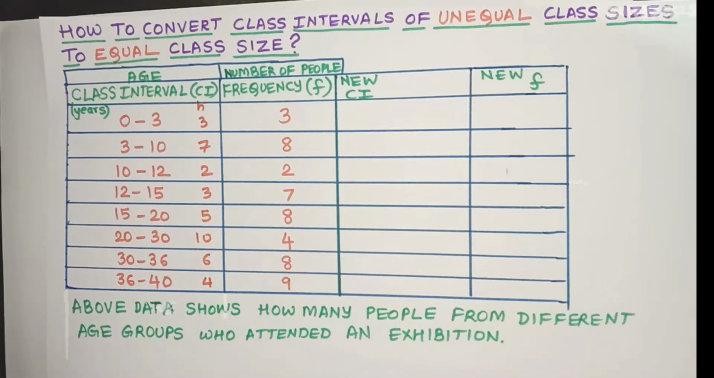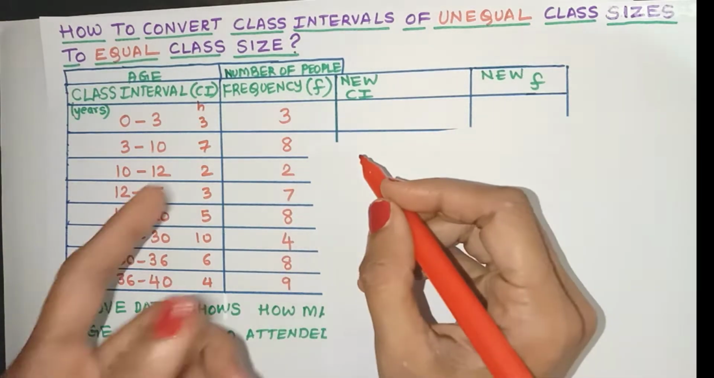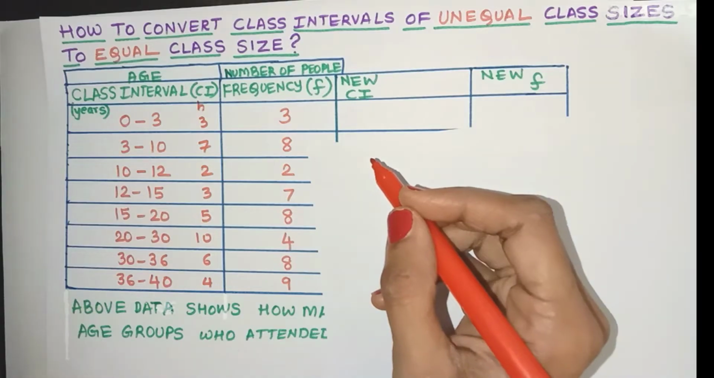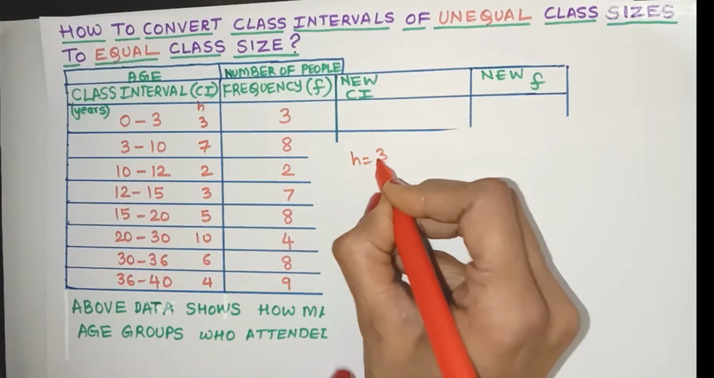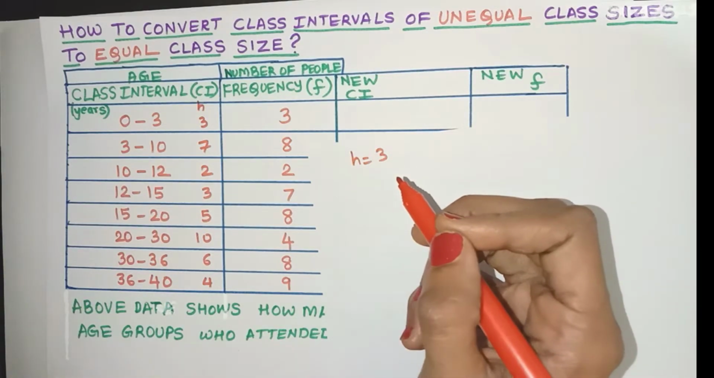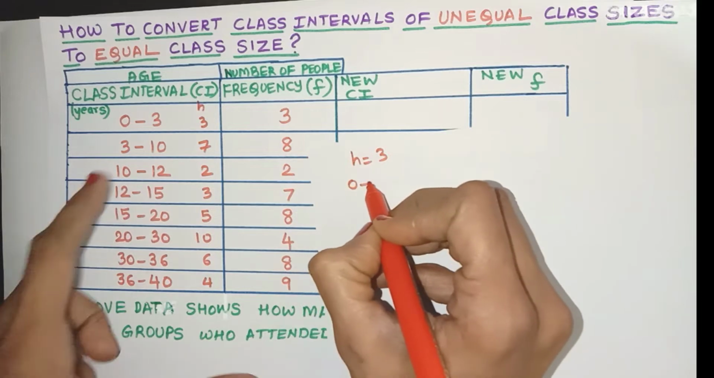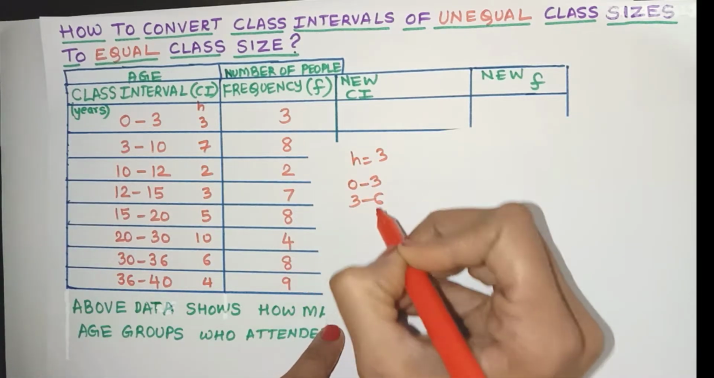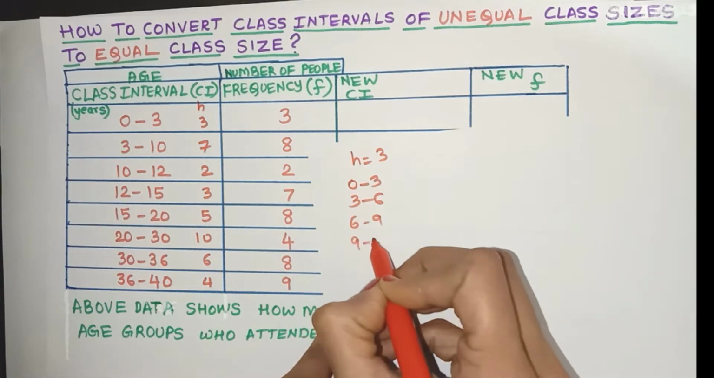So for drawing a histogram or even for other calculations, you need to have class intervals of equal class sizes. So let's see how to do that. Now let's suppose I choose my class size for all the class intervals to be 3. Suppose I take h as 3. So how will my class intervals look now? It will be 0 to 3, 3 to 6, 6 to 9, 9 to 12 and so on.